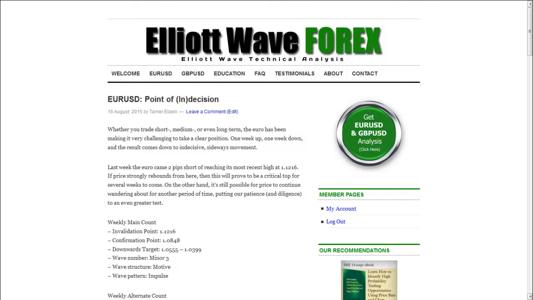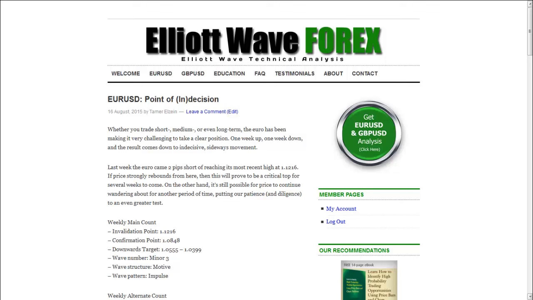Whether you trade short, medium, or even long term, the euro has been making it very challenging to take a clear position. One week up, one week down, and the result comes down to indecisive sideways movement. Last week, the euro came 2 pips short of reaching its most recent high at 1.1216. If price strongly rebounds from here, this will prove to be a critical top for several weeks to come. On the other hand, it's still possible for price to continue wandering about for another period of time, putting our patience and diligence to an even greater test.